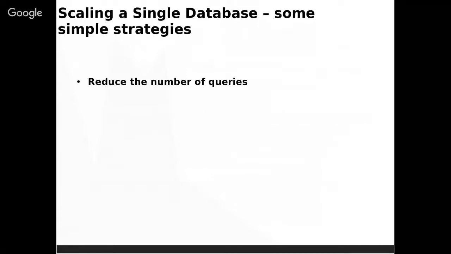So these are some of the simple strategies that we can use to scale our database. Single database instance. Reduce the number of queries. Pretty simple. If you reduce the number of queries, the database has to perform less work per request, and it will be able to serve more concurrent users.